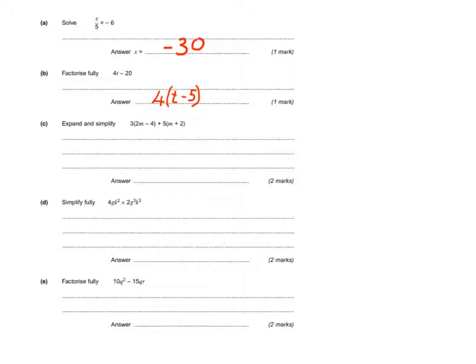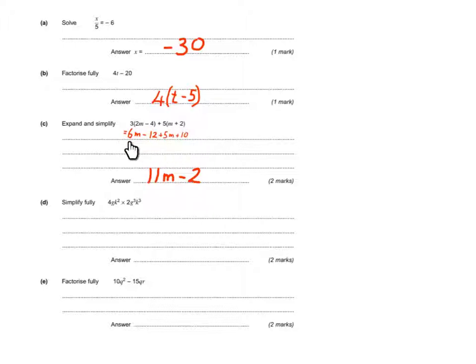Okay, question C. Expand and simplify 3 brackets 2m minus 4, close brackets, plus 5 brackets m plus 2, close brackets. Well, 3 times that bracket means 3 times everything in the bracket, so 3 times 2m gives you 6m, and then 3 times minus 4 gives you minus 12, and then we've got plus 5 times everything in this bracket, so 5 times m gives you 5m, and 5 times 2 gives you 10.